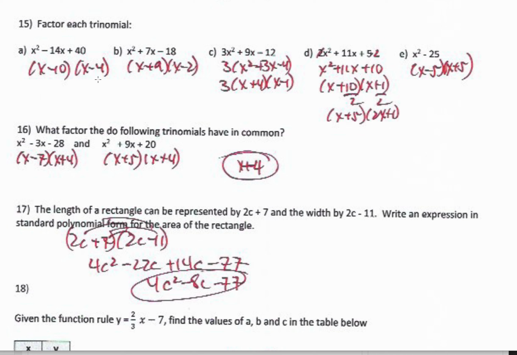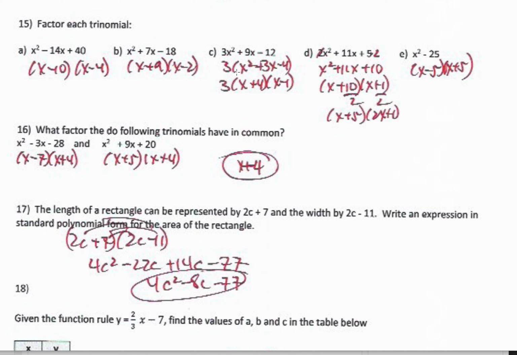Not so coincidentally, negative 10 times negative 4 is 40. That's the multiply in the AM. And then negative 10 plus negative 4 is negative 14. That's the A as in add. So x minus 10 times x minus 4 is the answer. Next one, two numbers that multiply out to negative 18 add up to 7. That'll be x plus 9 times x minus 2.